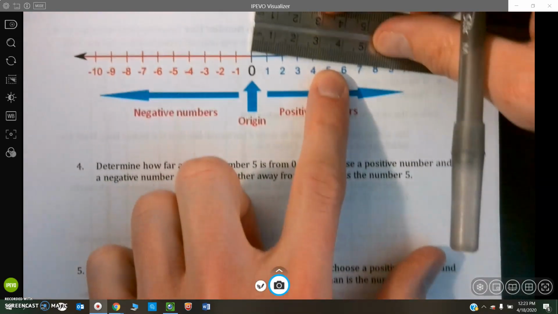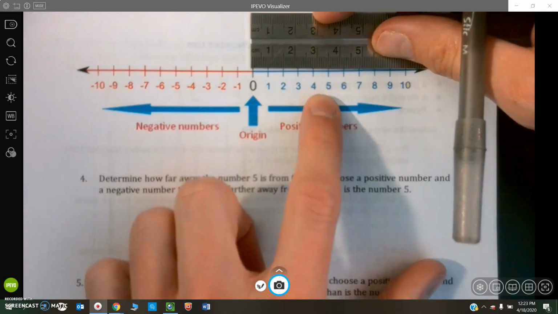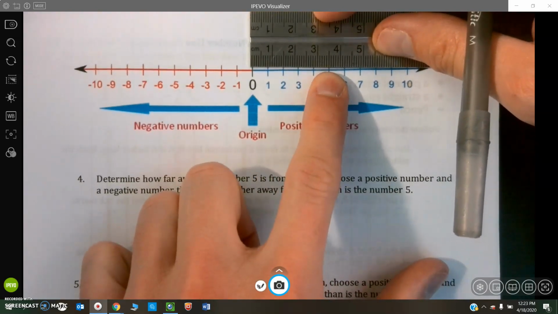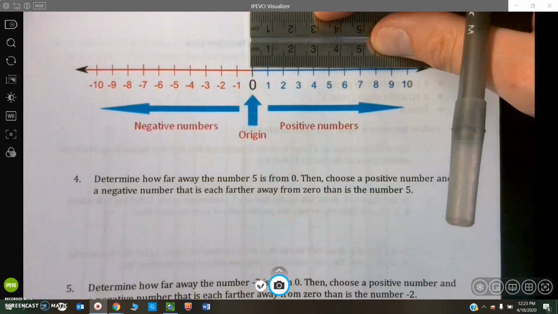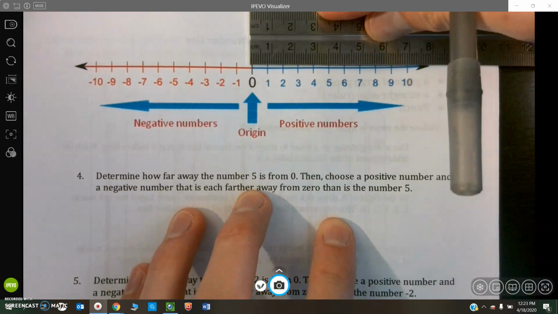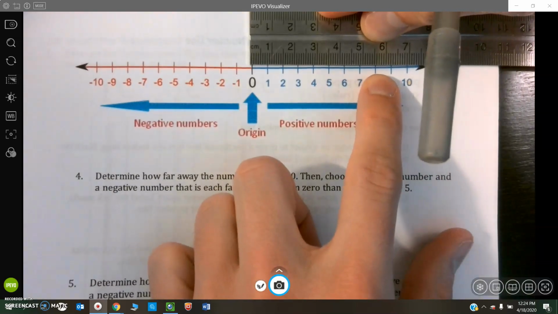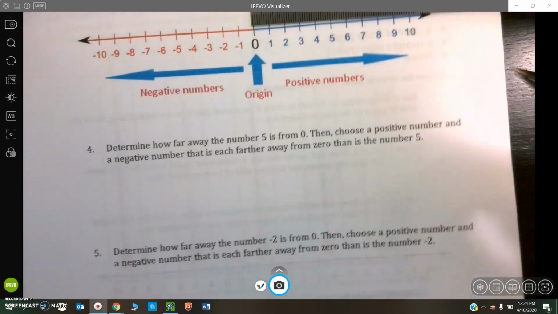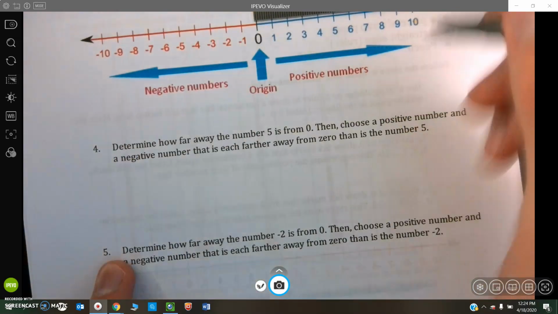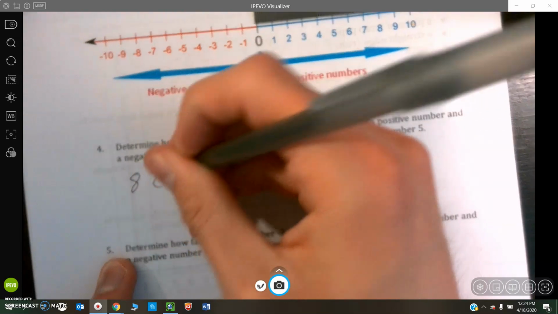Okay, so if I measured, 5 looks to be about 3.5 centimeters away from 0, halfway in between 3 and 4. And I can tell that 8 is about 5.5 centimeters away from 0. So that's farther away from 0. And if I want to do the opposite, I could do that as well.